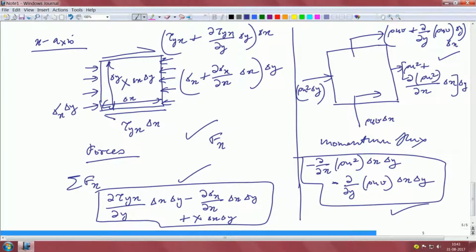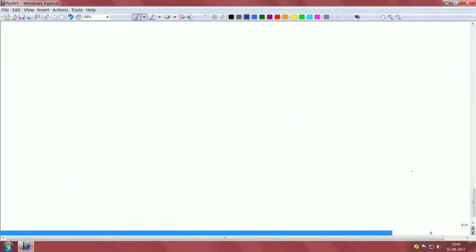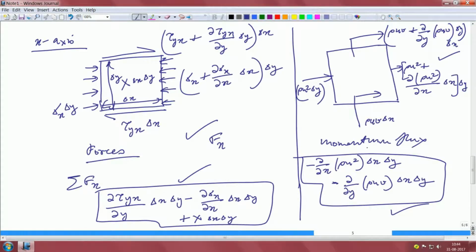Now you are left with only one thing, that is the change of momentum within the control volume. What will be the change of momentum within the control volume? That is the thing that we are going to look at. Now that we have established the situation, the rate of change of momentum within this control volume, let us go back one slide up. If I draw it here, I think it will be more visible.